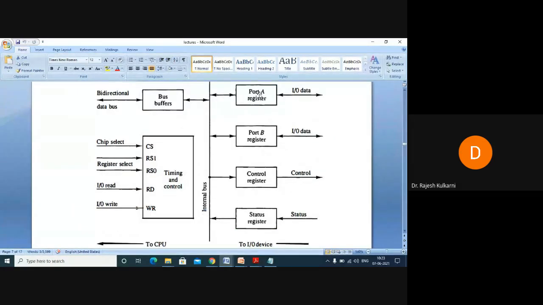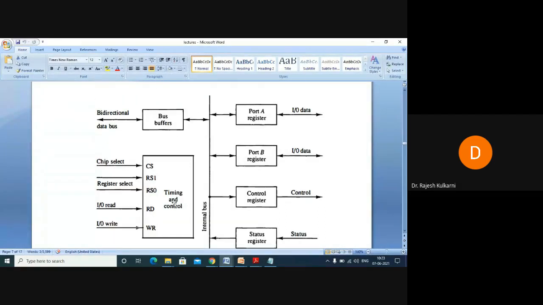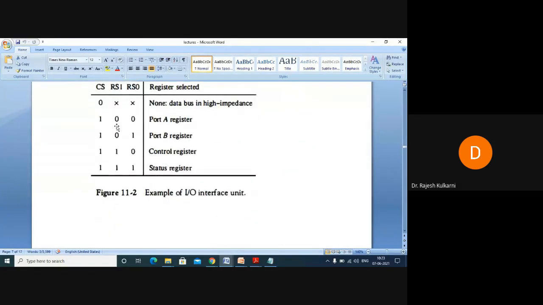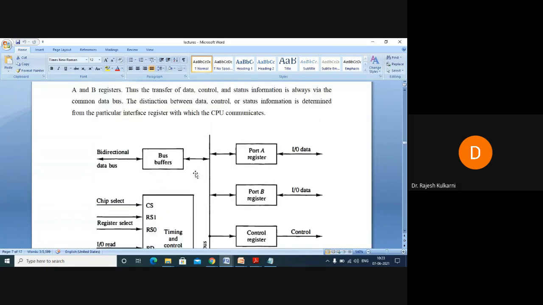You can see here port A and port B. Port A and port B are basically data registers. Here data can be ported through the IO devices. This is the status register. Then this is the timing and control. Here the status of chip select, RS0 and RS1 will determine whether it is port A or port B or control or status register. This is all being repeated, that's why I'm going very fast.